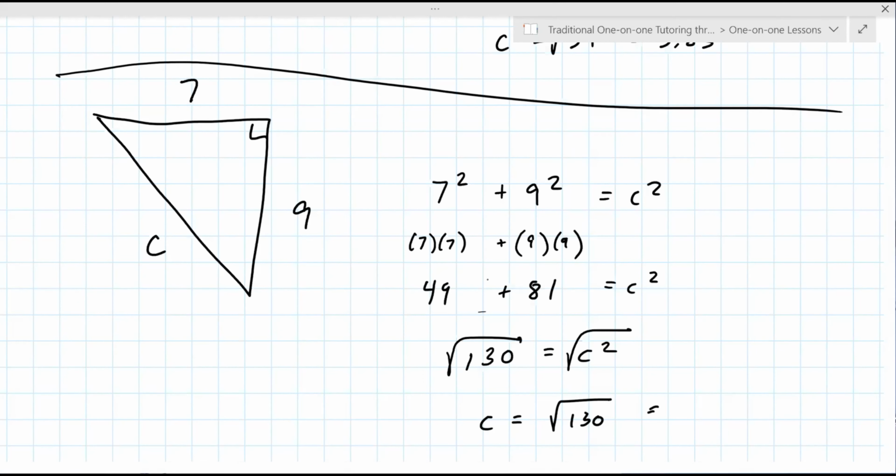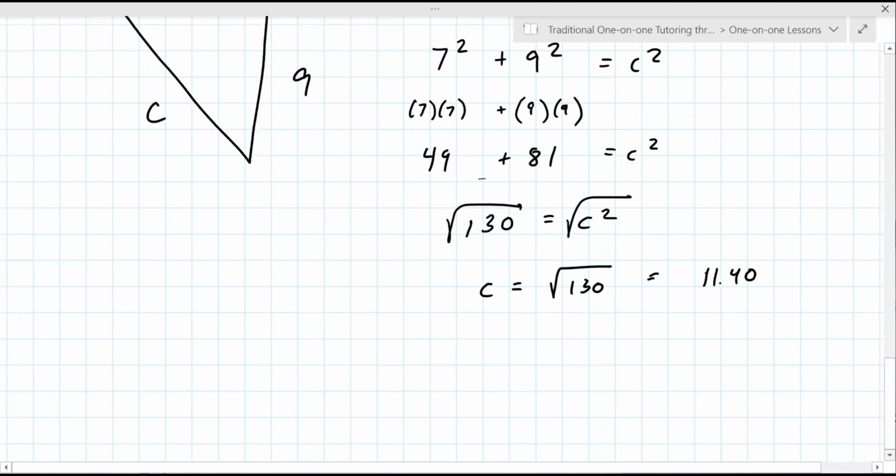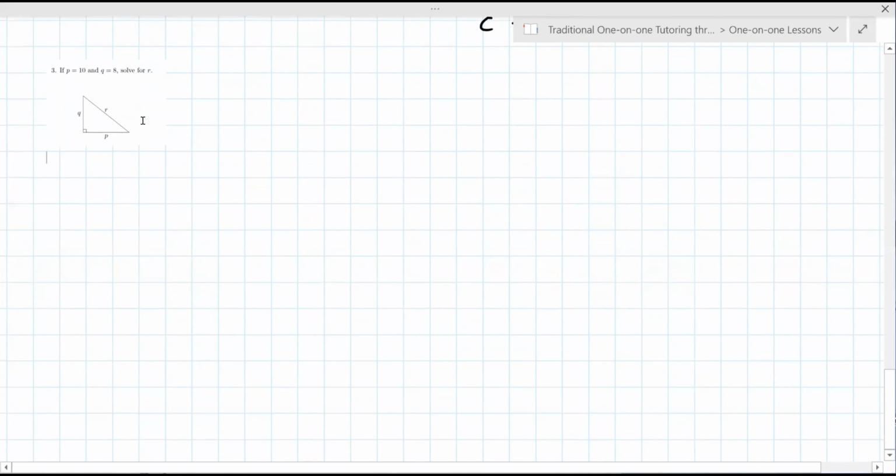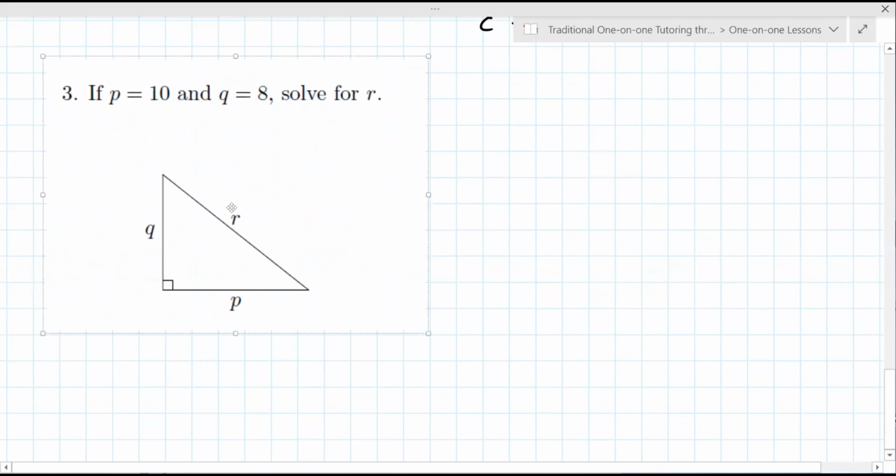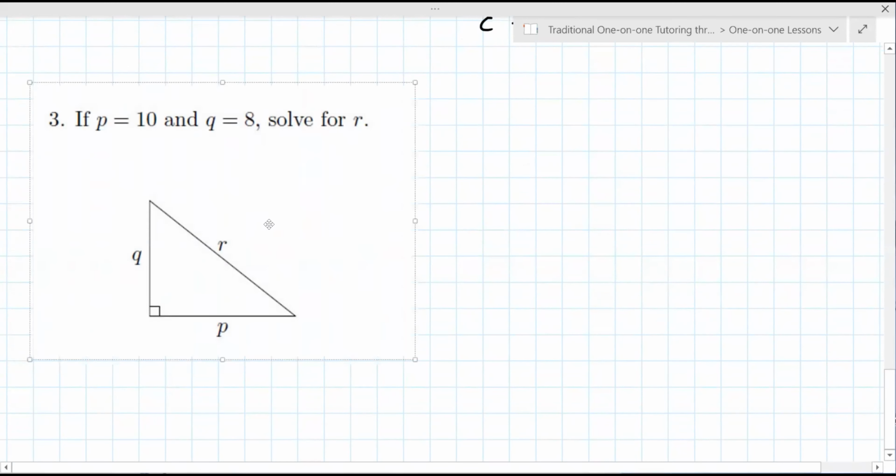And then you do 11.40. Okay, good. Okay, so let's do another problem here. We can see we definitely need more practice here with this. What's important to remember is that with the type of problem I'm giving you, you're always being given the 2 legs.